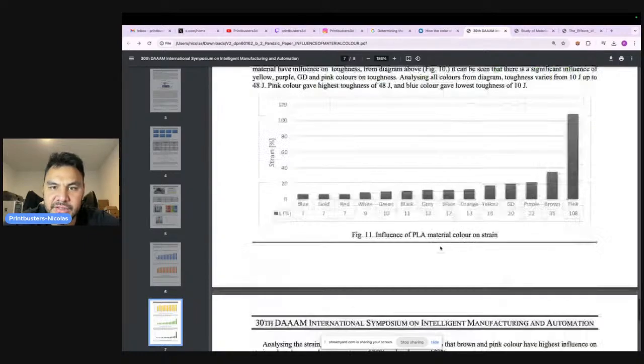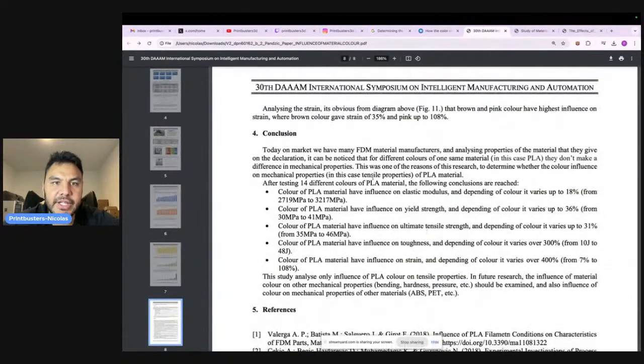The strain as well. That's crazy. Okay, conclusion. So what's the conclusion? Today on the market, blah, blah, blah. Okay. For different colors of the same material, in this case PLA, they don't make a difference in mechanical properties.